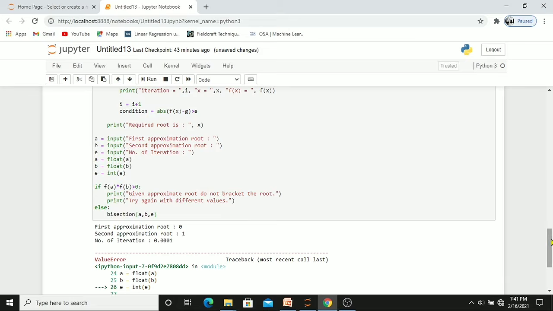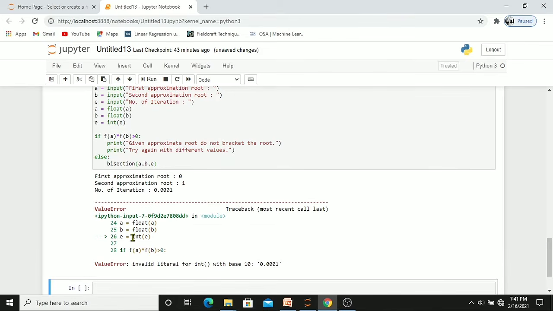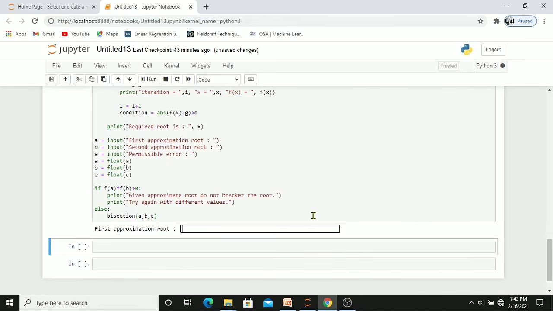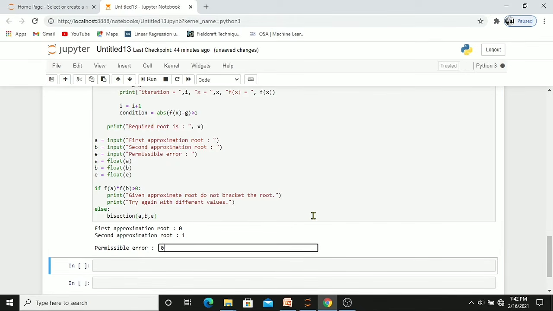Now we are getting the error. So what error are we getting? E we have defined for integer. Yes, it should be taken as the float. It is the float type of error. And now again I am going to change it. What is the permissible error? So again going for the execution, starting again with 0, 1, error is 0.0001.